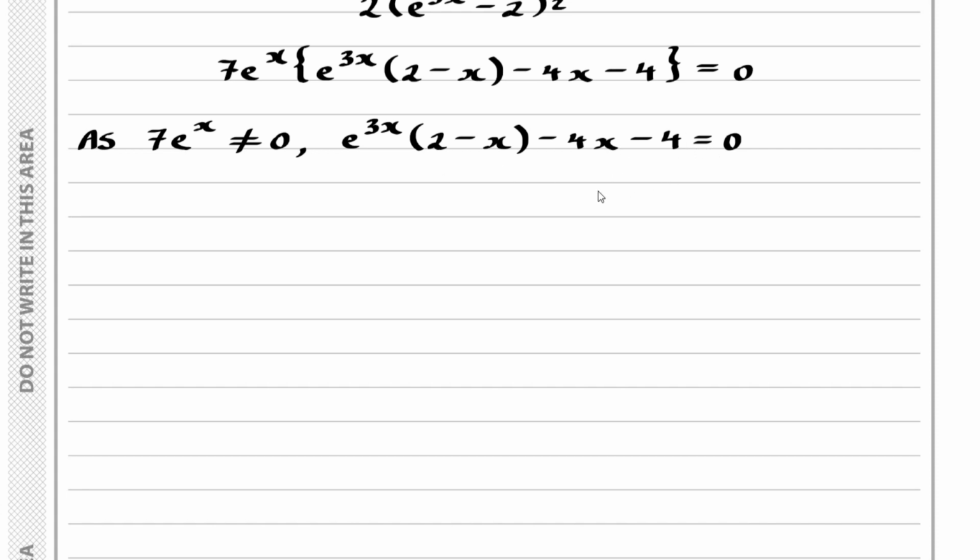So now let's solve this. I've got 2 times e^(3x), which is 2e^(3x), e^(3x) subtract x.